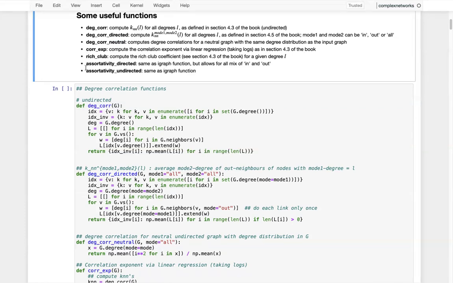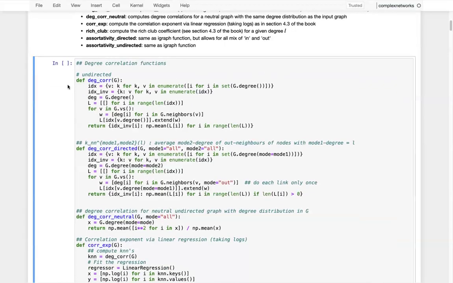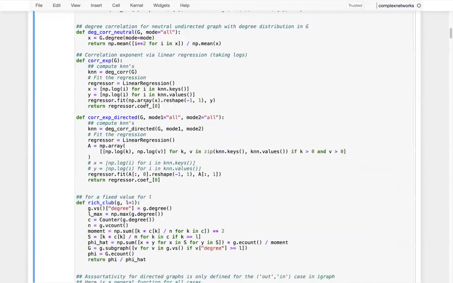And then a basic function to compute degree assortativity. So in the case of undirected graphs, this is the same as the iGraph function. In the case of directed graphs, we wrote this function because the iGraph version only specifies one specific mix for the in and out degree, while we want to be able to explore all four different combinations for the in and out degree. Okay, so let's run this and have our functions ready.